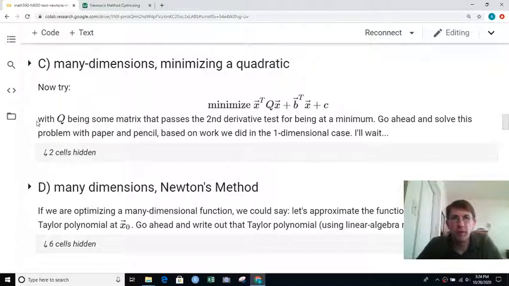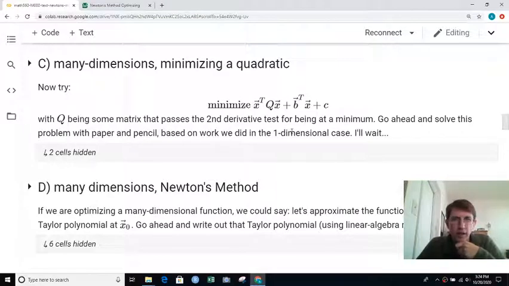All right, let's talk about minimizing a quadratic in multiple dimensions. So here's our objective function. Go ahead and solve this problem, minimizing this with paper and pencil. Basically the same stuff we did in the one-dimensional case, but in multiple dimensions now. Try to use linear algebra if you can, rather than summation notation. So pause the video while you do that.